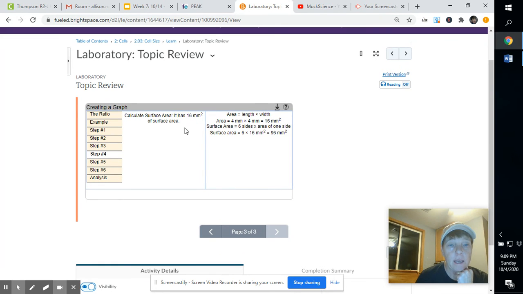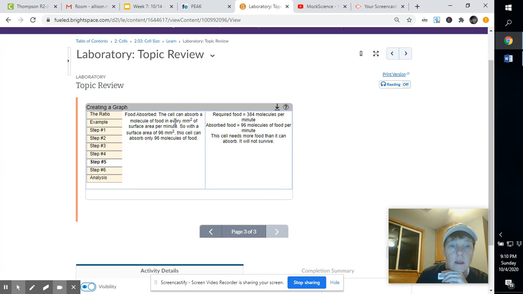So it tells you the math. Area equals length times width. So 4 times 4 is 16 millimeters squared per side. Now we know there's 6 sides to a cube. You can count them on your cubes. So you take this 4 times 4, which is 16, and then you multiply it times each side. 6 times 16 is 96 millimeters squared.